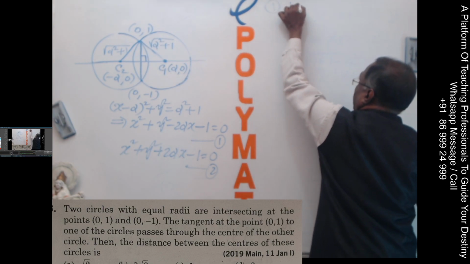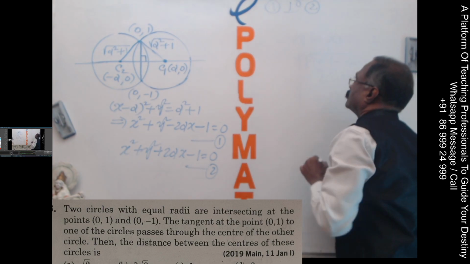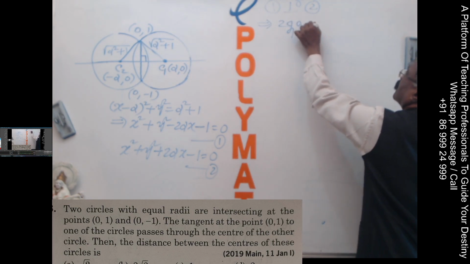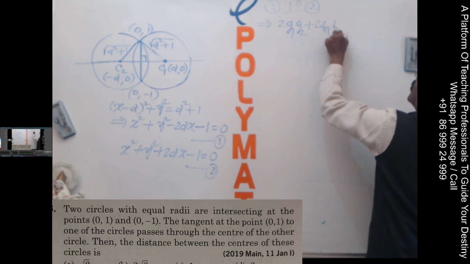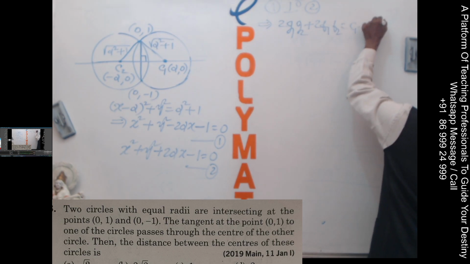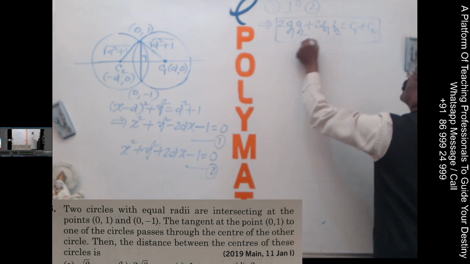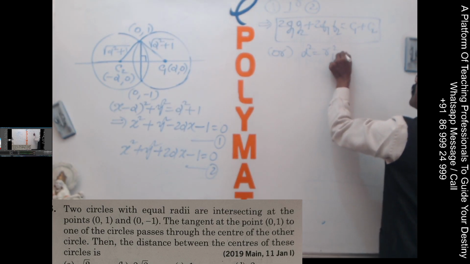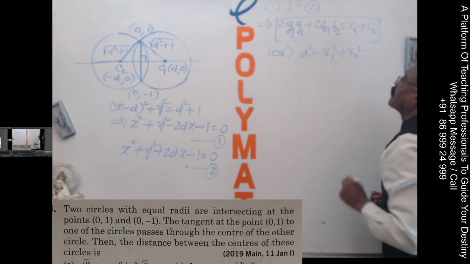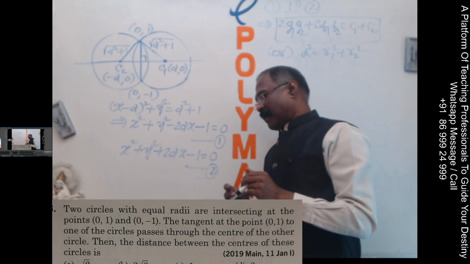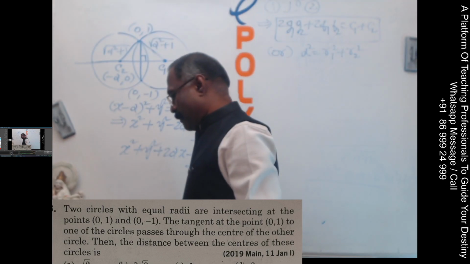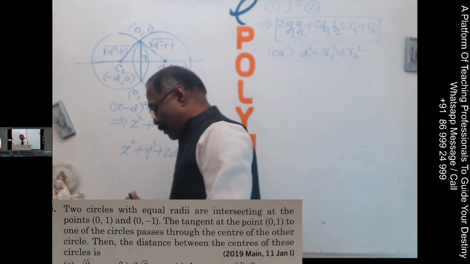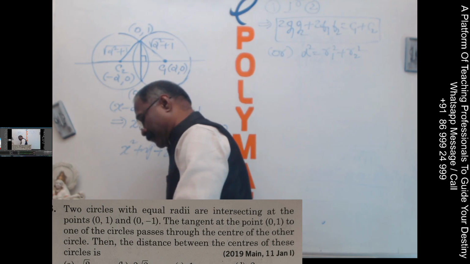1 is perpendicular to 2. Apply 2g1 g2 plus 2f1 f2 is equal to c1 plus c2, or one more condition, d square is equal to r1 square plus r2 square. D square means distance between the centers. Both can be applied, no problem. Whatever is comfortable, you apply that.